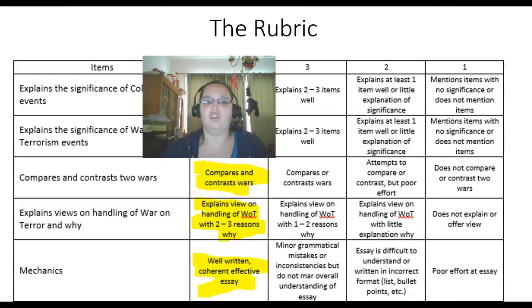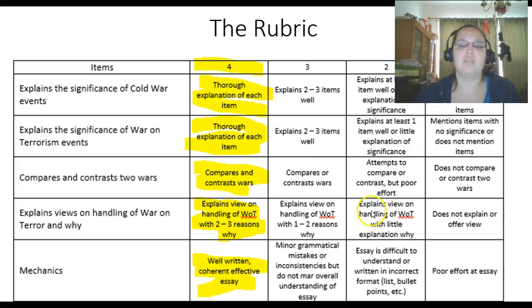Okay, last thing I want to show you is the rubric. Let me see if I can put myself up in the corner. Here I am. When I look at the rubric, I'm going to be real honest with you. The first thing I do is I look straight down the highest number. So in this case, it's 4. I want to make sure I have a thorough explanation of each item in the Cold War and explain the significance. I want a thorough explanation of all 4 of the items in the War on Terror and their significance. Then I want to compare and contrast, not one or the other, both.